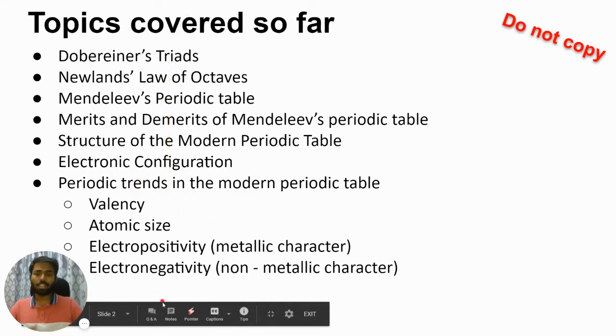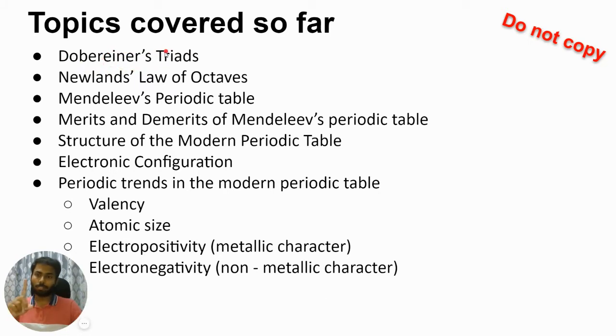Okay, so just check, whenever I see these names, can you remember what the concept was, or can you remember 2-3 points about that particular topic? So, Dobereiner's triads. How many elements are there in one triad? And what is the speciality about Dobereiner's triads? What were the demerits of Dobereiner's triads? Can you remember any 1 or 2 points about what is wrong with Dobereiner's triads?